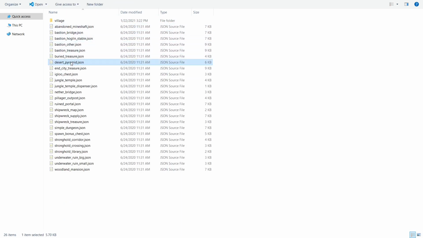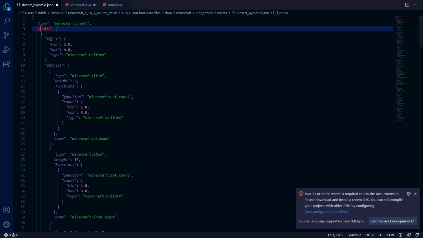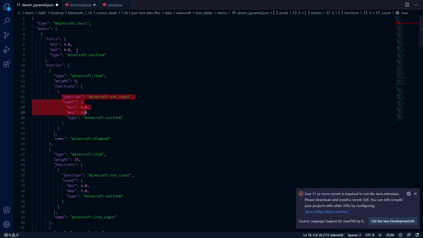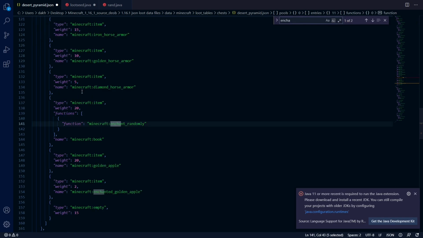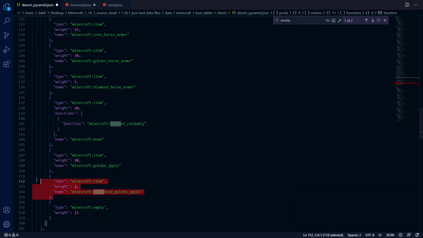Loot tables are broken down into pools, which contain any number of items, each of which has a weight and a range for its quantity. Additionally, each pool has a range for the number of times it is drawn from. Enchanted golden apples are located in the first loot pool, which has a range of 2 to 4 rolls, and the notch apples have a weight of 2 and a quantity of 1.